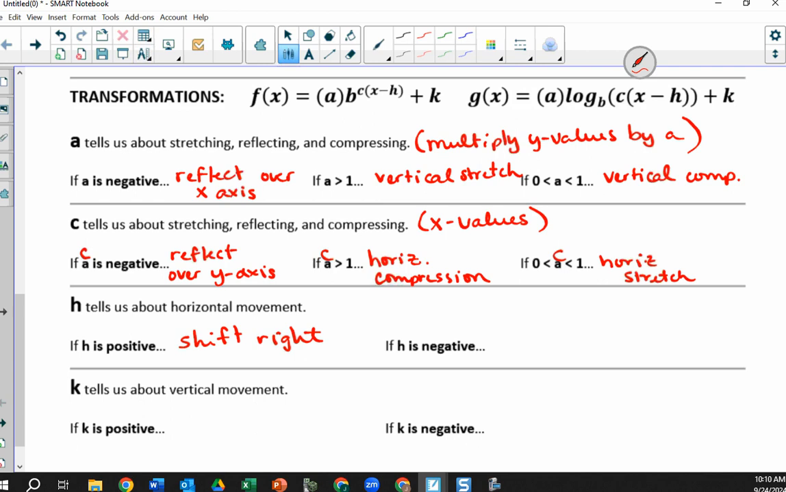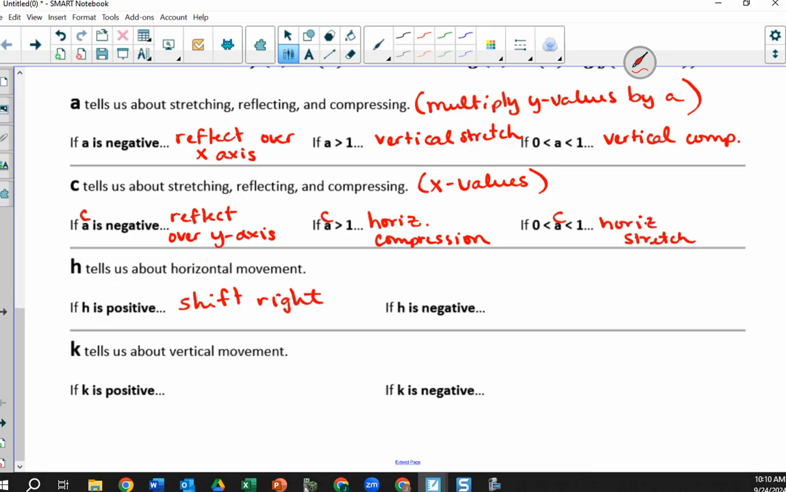But do you see how the setup is x minus h? So if h is a positive 3, yeah, I know, it's tricky. You know what you're doing when you see it on the graph. That's what matters. So what about if h is negative? Which way are we going to go? Yeah, exactly.